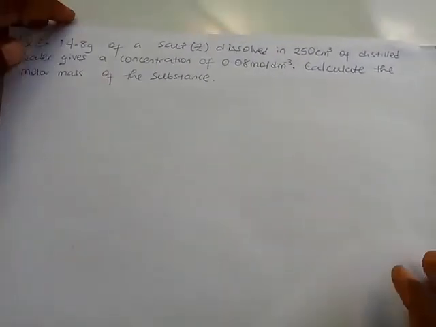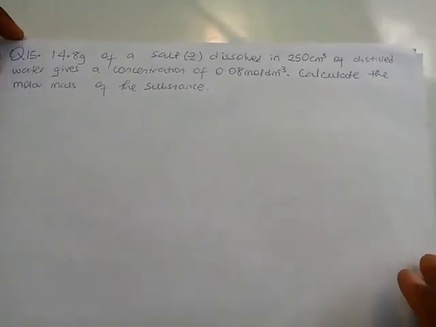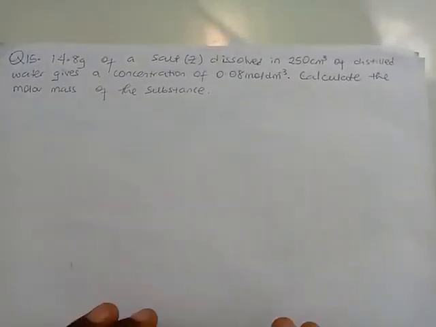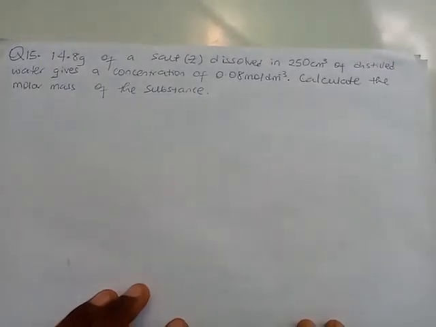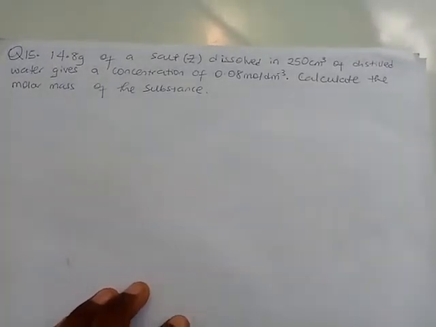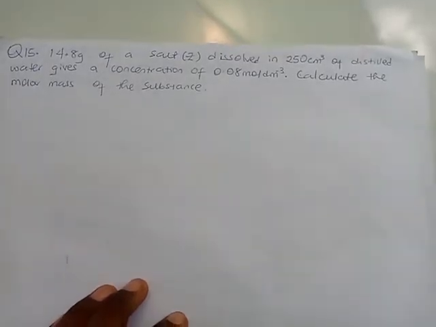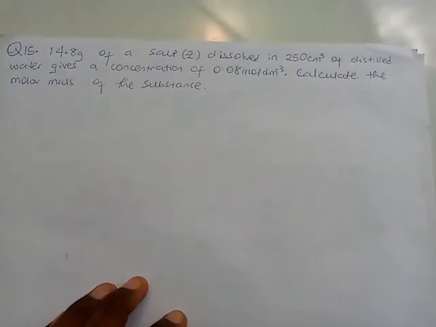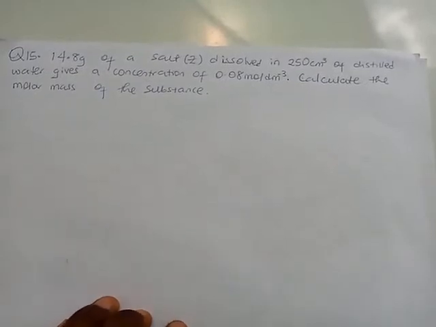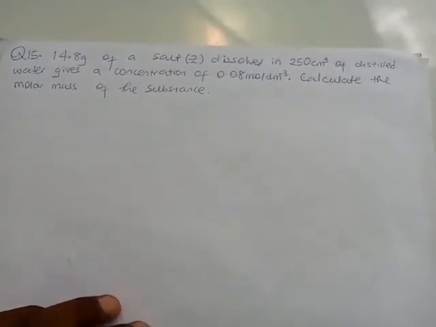So this is question 15. And question 15 is a nice question. It says 14.8 grams of a salt Z dissolved in 250 cm cube of distilled water gives a concentration of 0.08 mole per dm cube. Calculate the molar mass of the substance.